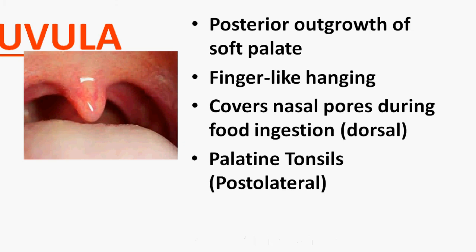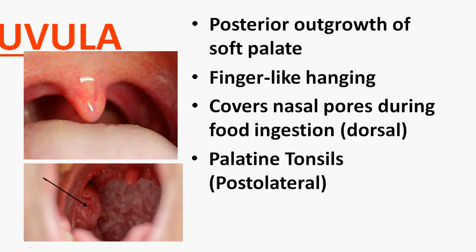Then on the posterolateral side, there is a pair of large lymph nodes which are called the palatine tonsils, or simply we call them the tonsils. You can see in this figure the tonsils. These are a pair of large lymph nodes.